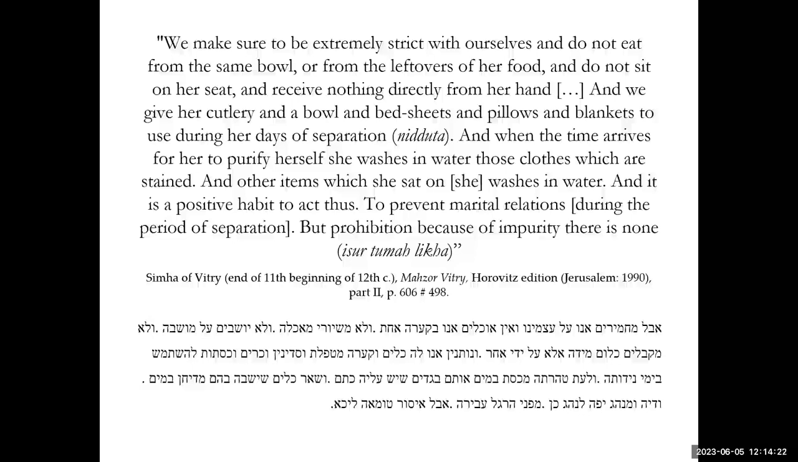After the end of the bleeding, the preparation for immersion begins with the washing of all the textiles. So we make sure to be extremely strict with ourselves and do not eat from the same bowl. I like the collective we in the source.